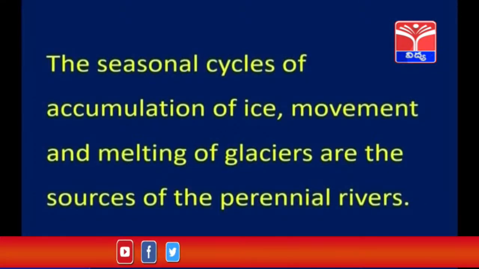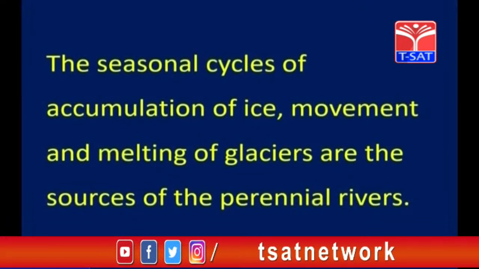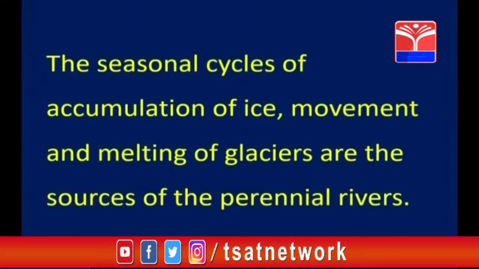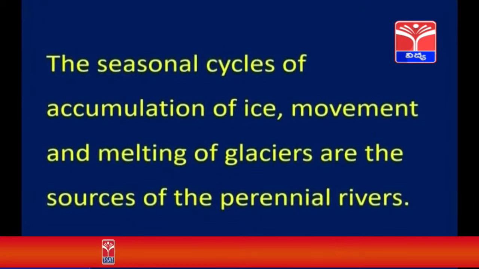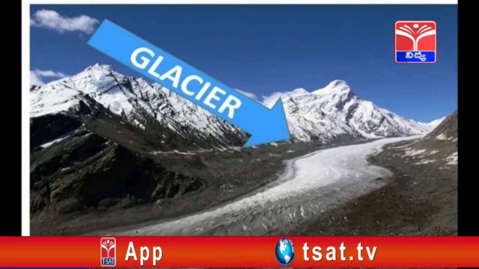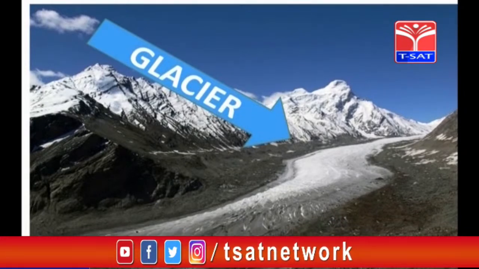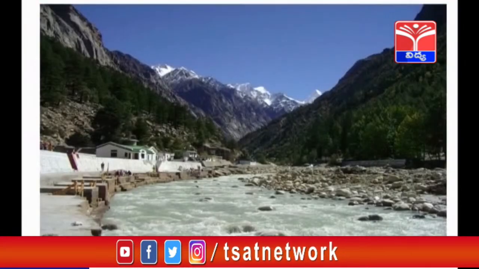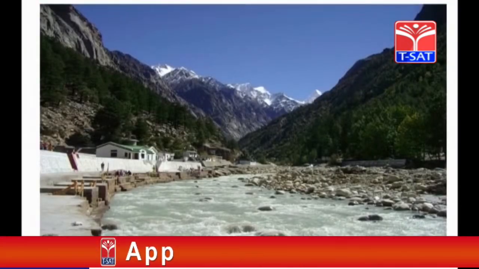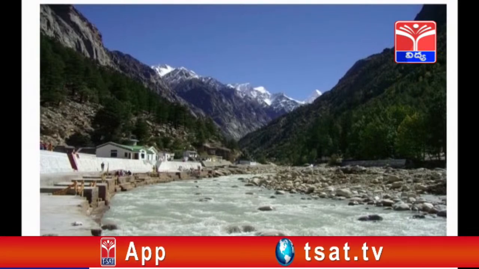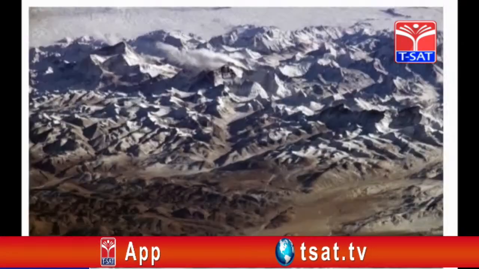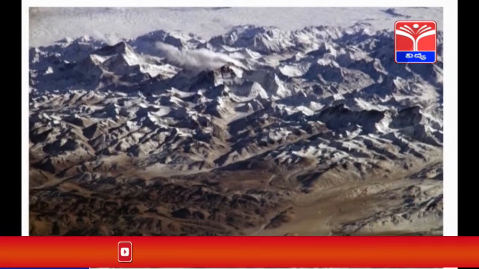The seasonal cycles of accumulation of ice, movement and melting of the glaciers are the source of the perennial rivers. We can see this is the glacier. Glacier means the flow of the water from the ice. Ice will melt and the flow of the water will take place through this one, and later on it joins with the rivers. This is the river which flows from the Himalayas, the region of the glacier.